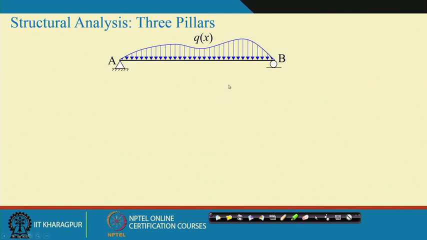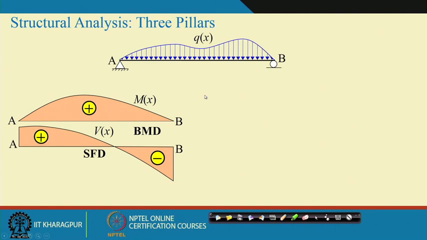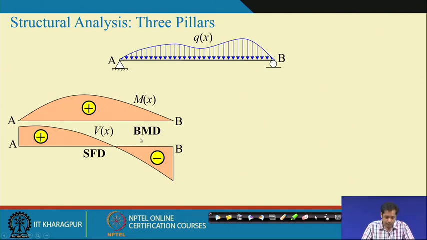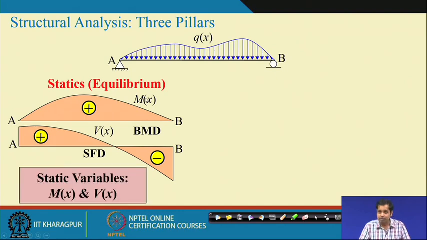A simply supported beam is subjected to a distributed load. Then we know this is the bending moment and this is the shear force of the beam. Now, this is a statically determinate structure, so we can just apply the equilibrium conditions to find the bending moment and shear force. So, this is the problem of statics. The equations that we use are the equilibrium equations, and the variables are the static variables, which in this case are bending moment and shear force. These are all force variables.